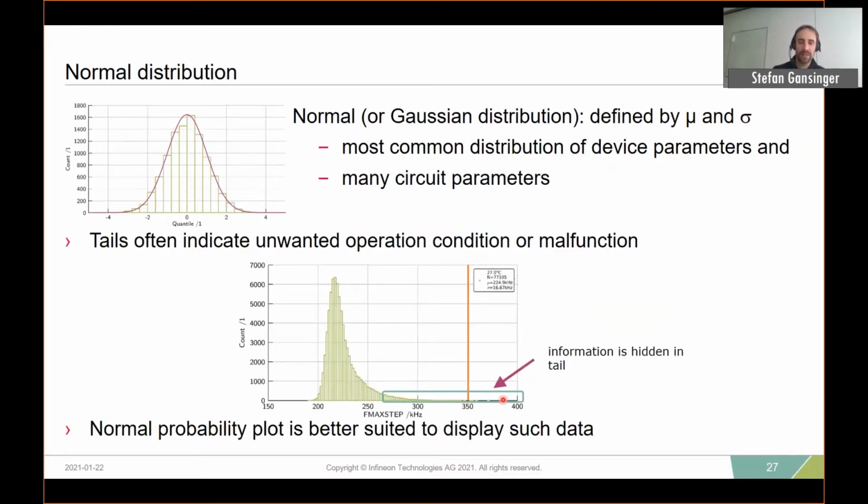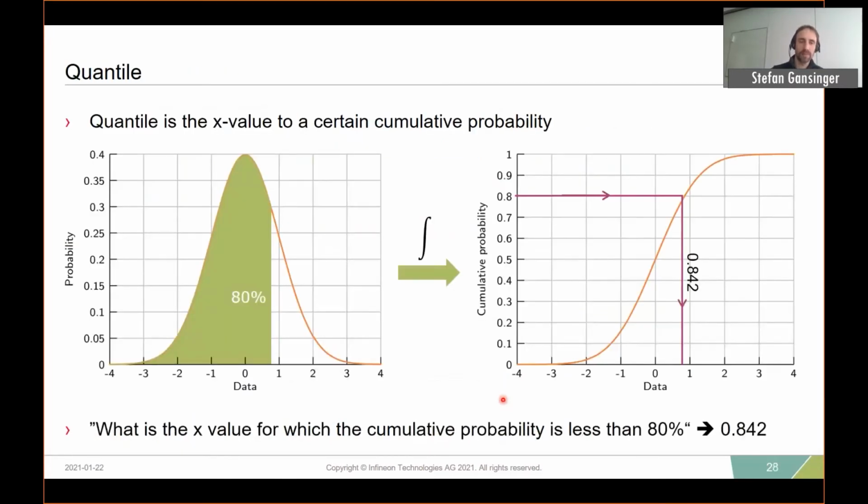To overcome this, we use the quantile plot or the normal probability plot. Of course, for the quantile plot, you need to know what a quantile is. What is a quantile? Simply speaking, the quantile is the x value, so the data value, to a certain cumulative probability. What do I mean by this? If we plot the distribution function, as an example, again, the normal distribution, we see on the x-axis the data, and on the y-axis the probability.